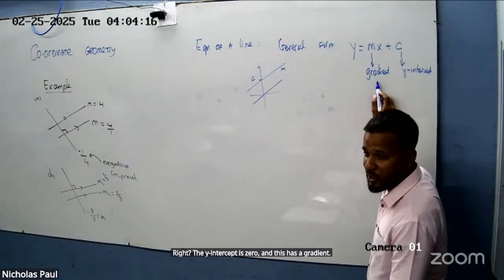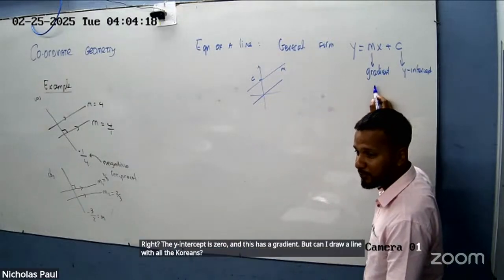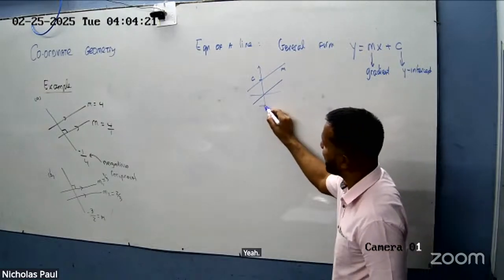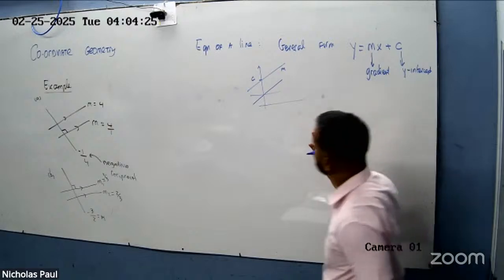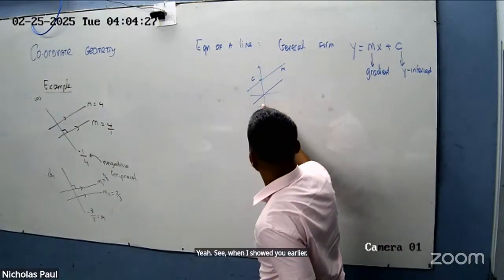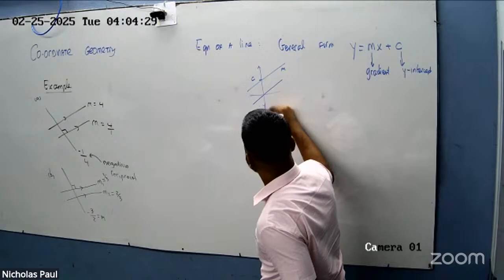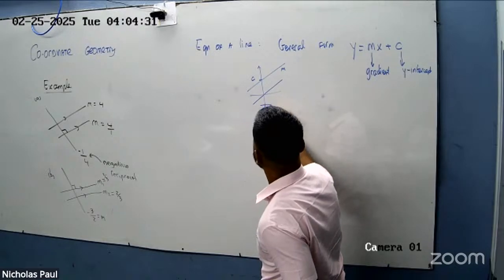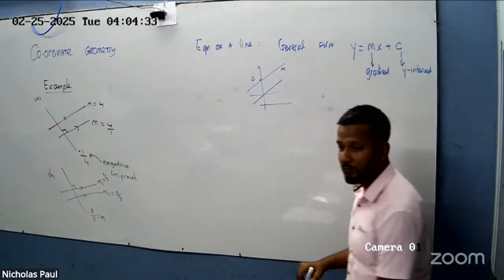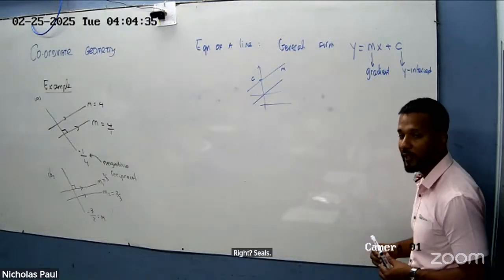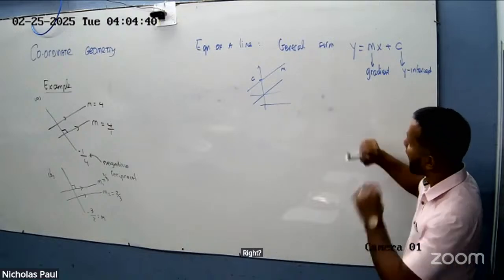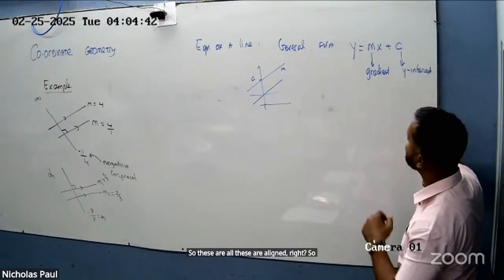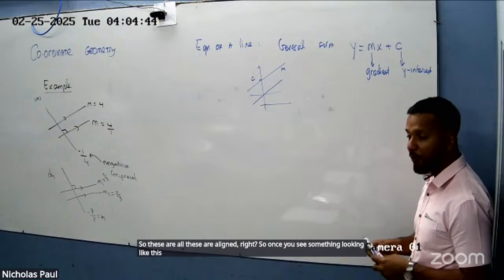But can I draw a line without a gradient? Yeah. Same one I showed you all earlier. Right? That's a line. Right? Gradient there is 0. Okay, technically it's no gradient. Right? So these are lines, right? So once you see something looking like this, you know it's a line. But how do you actually find that?